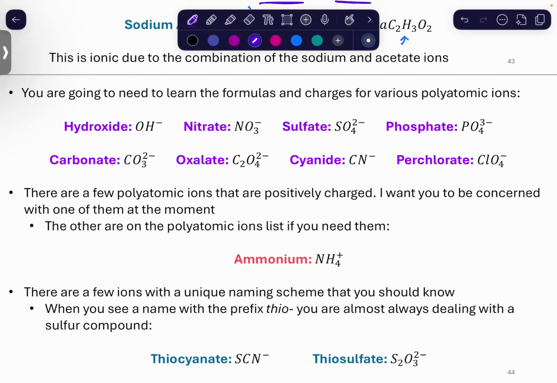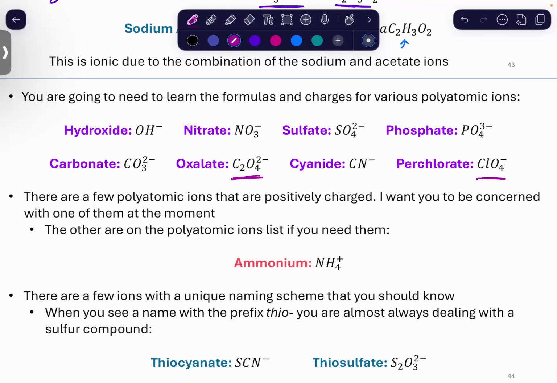So here across the top, you see a number of your polyatomic ions, like your hydroxide, your OH negative, your oxalate ion, which is C2O4 with a -2 charge, your perchlorate ion, your ClO4 with a -1 charge, your phosphate ion, your PO4 with a -3 charge, sulfate, SO4 with a -2. So you just really want to start in on memorizing these polyatomic ions and their charges, because those charges are really how you're going to make your compounds.